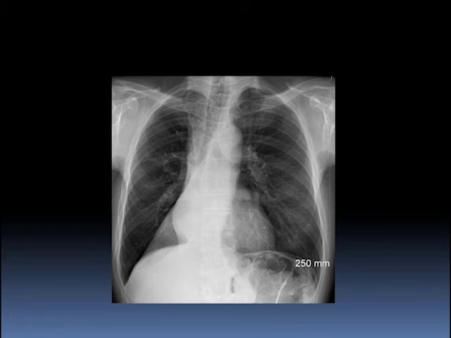Okay, now if you look at the lung on both sides, you can see that there are more vessels on the left side than there are on the right. And again, this is a sign that the right upper lobe is hyperinflated to make up for the loss of volume in the lower lobe.